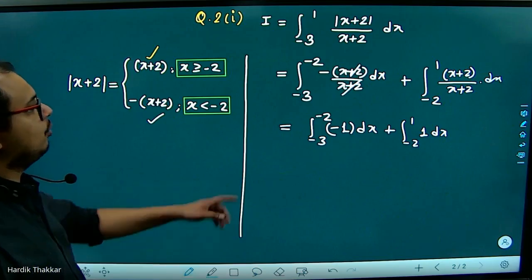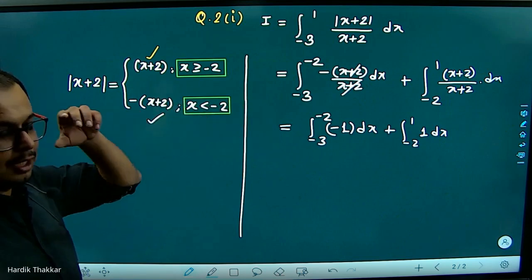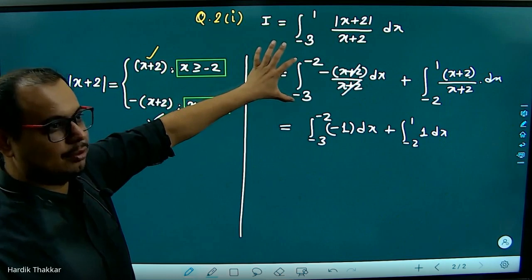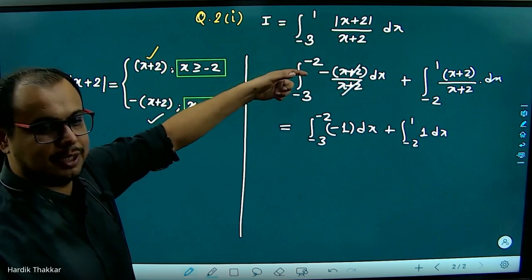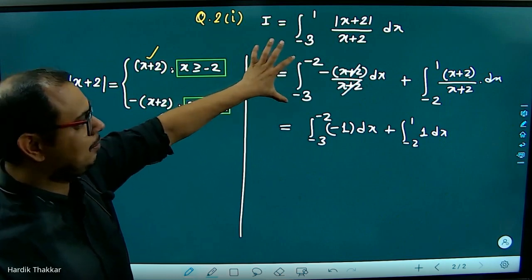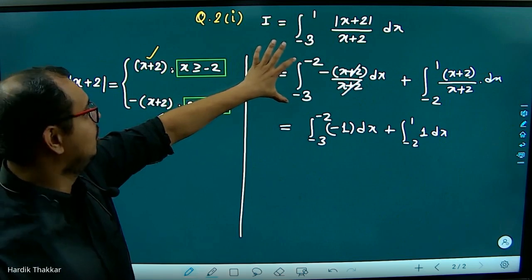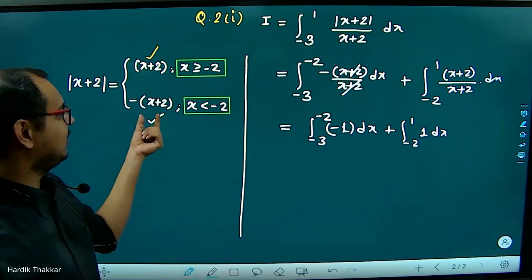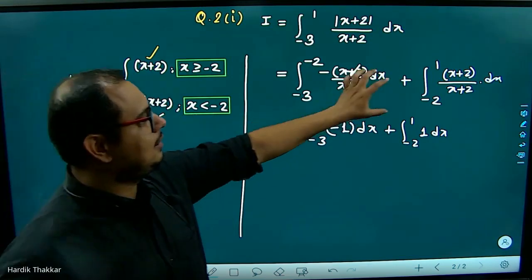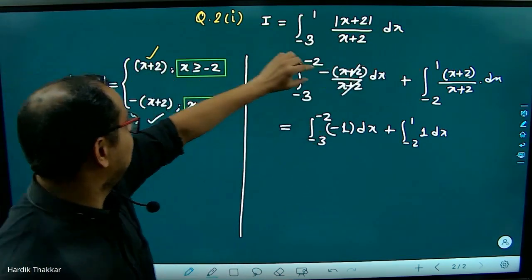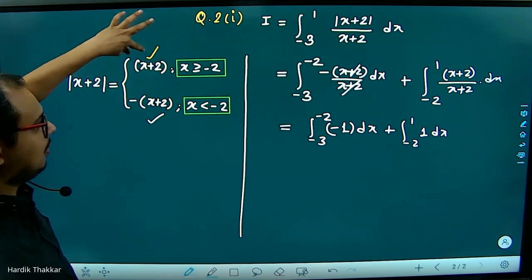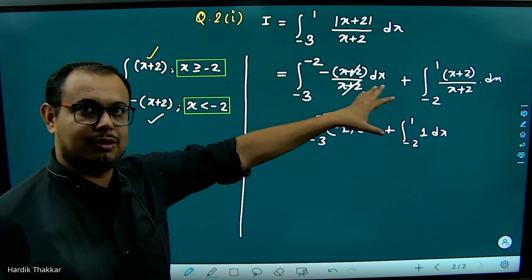Actually, according to the limits, like here the limits are minus 3 to minus 2. According to the limit, we decide which value we are going to put. So here x is in between minus 3 to minus 2. So for this interval, x is less than minus 2. So that's why we have considered this value. Here it is minus 2 to 1. So this value falls under this greater than minus 2. So that's why we have taken this. Clear? Or still have any doubts?